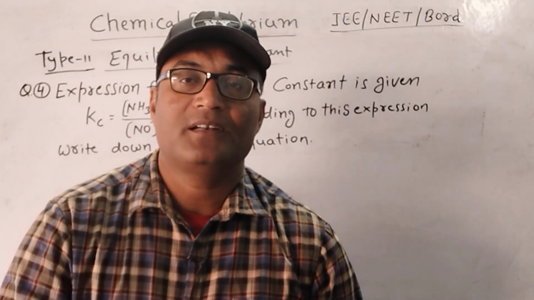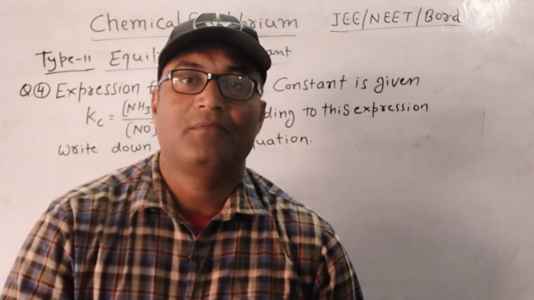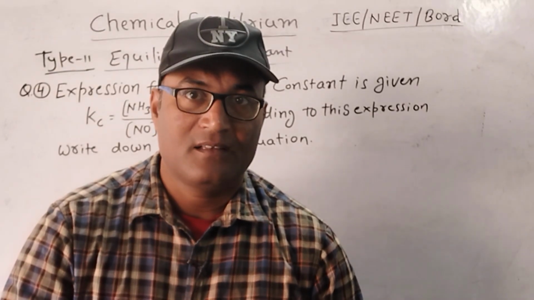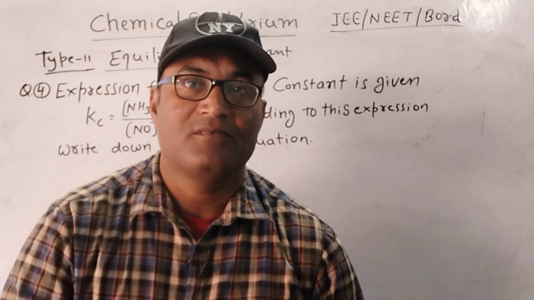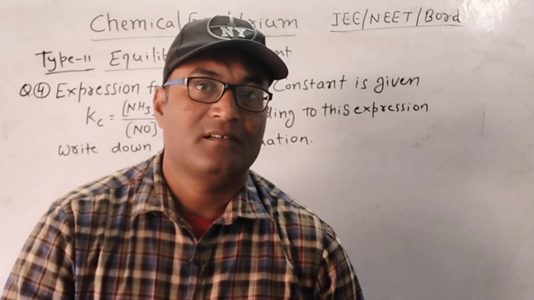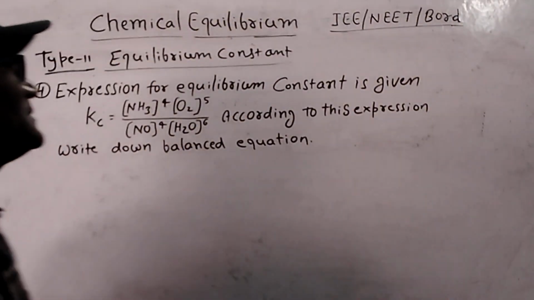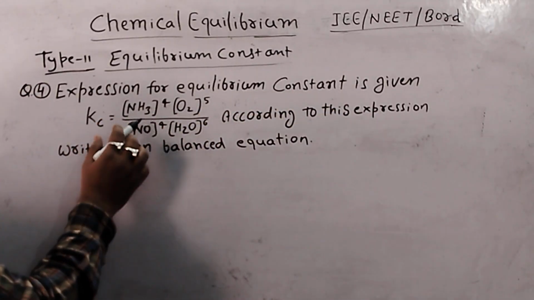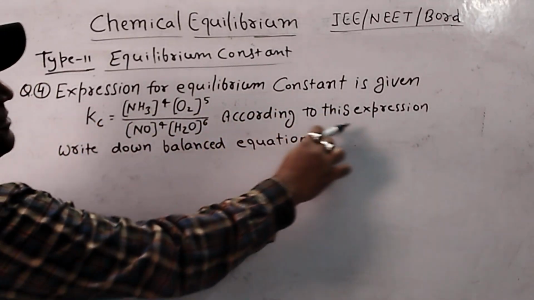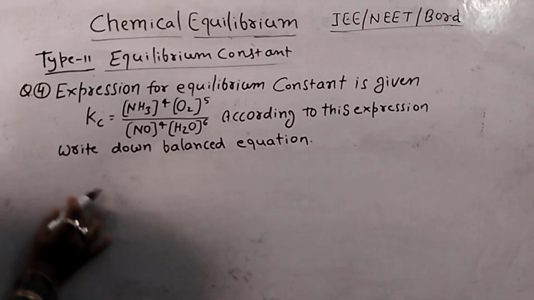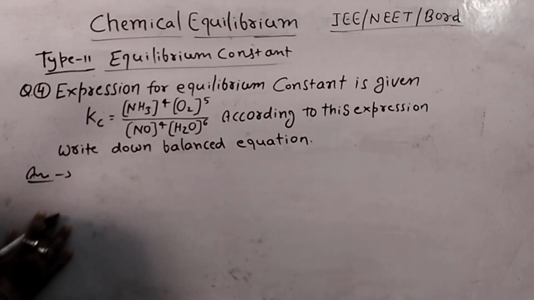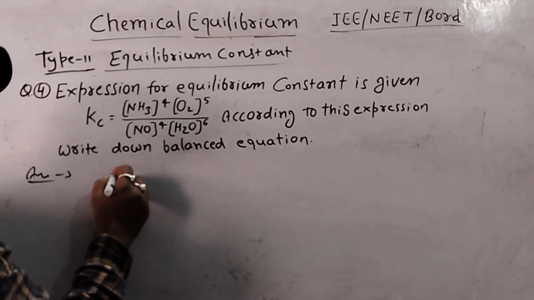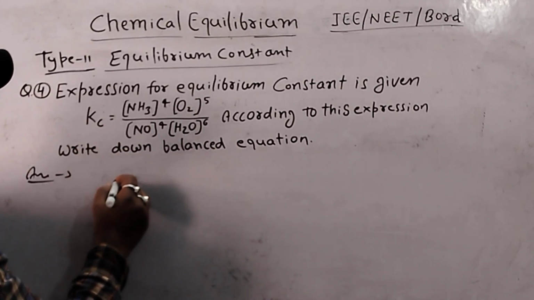Now this question is completely based on calculation of equilibrium constant for concentration. Here the value of Kc is given. Then with the help of Kc, how can we write a balanced equation? According to this question, the expression for equilibrium constant is given. Kc is equal to this part. According to this expression, write down the balanced equation. So this question is completely based on the formula for the calculation of Kc.